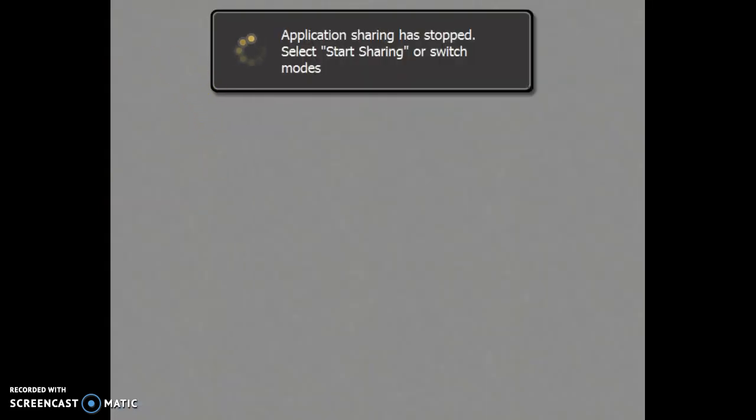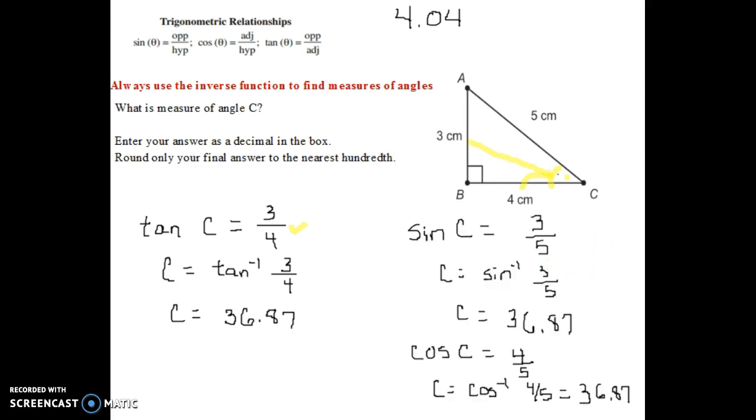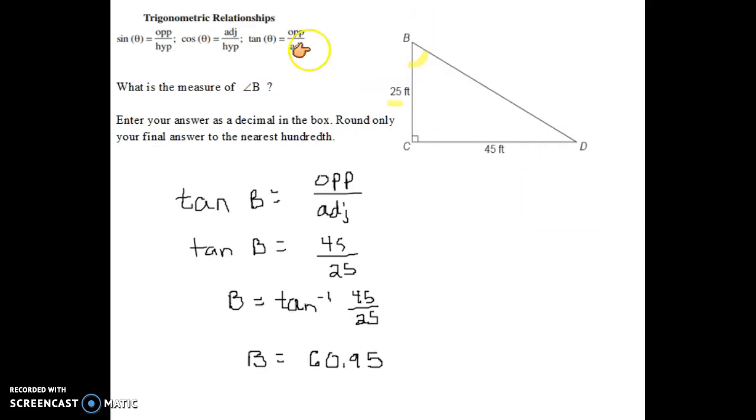All right, so I'm going to go back to my screen here. 36.87, and then I just have these on the board as well so that you can see that you can really choose any of those three functions up here to find the measure of angle C, since we have all three sides. All right, they do have one on the quiz where they want the measure of angle B.